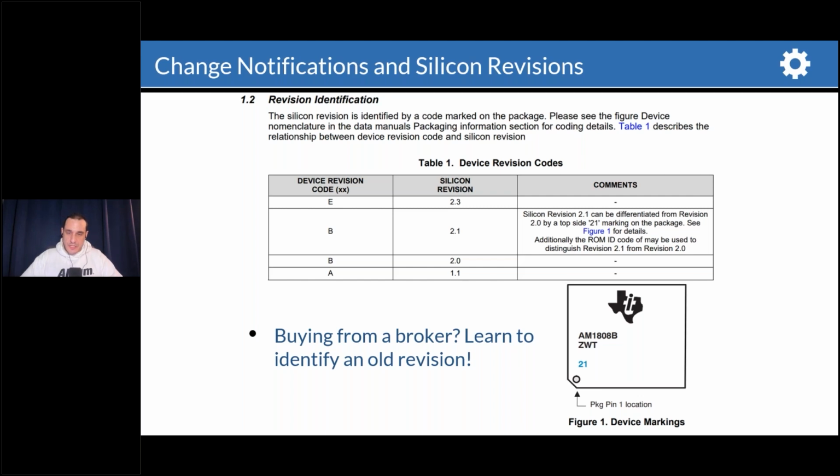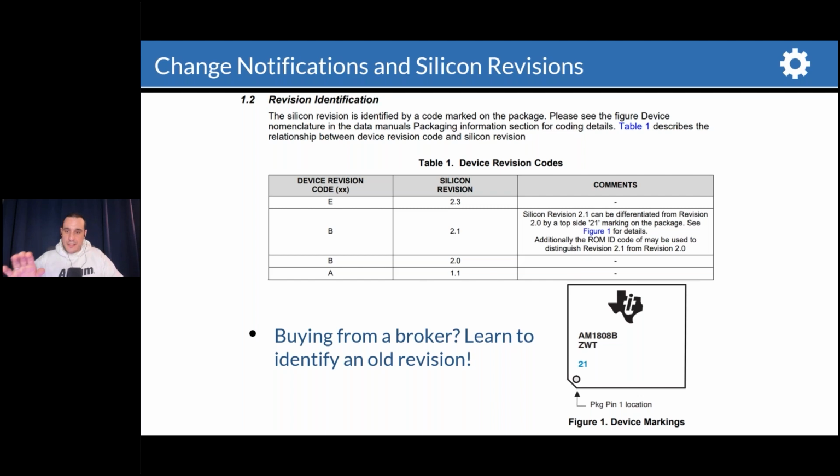Silicon revisions, as I mentioned, the manufacturer does periodically update silicon for some components. Here you can see a table of the different revisions of the silicon for an AM1808 from Texas Instruments. Now, this is very important because if you're buying from a broker, it's very important to learn how to identify an old revision. Now, that could be very important because there could be a feature that was actually removed between two revisions of a device. So if you're expecting a device that has a feature and you get a different version of the silicon, you might not have that feature in it. And you need to learn to be able to identify that when you're buying from a broker.